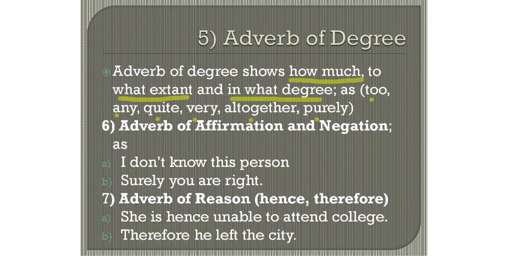For example, he is too weak to walk. He is too rich to beg. And do you have any book? And he is quite well in English. He is very intelligent, or he shows great intelligence in the class. Altogether, this is altogether a different matter or different issue, and purely, he is purely interested in mathematics.